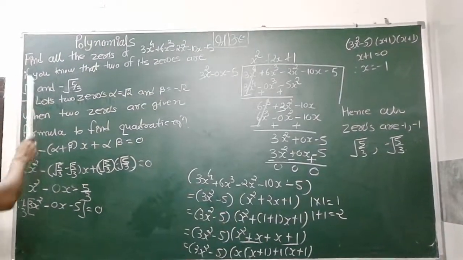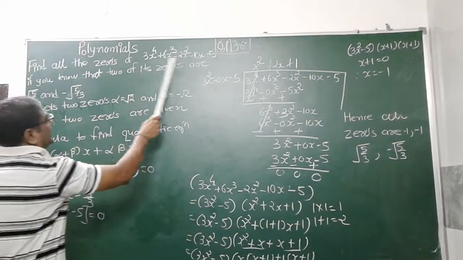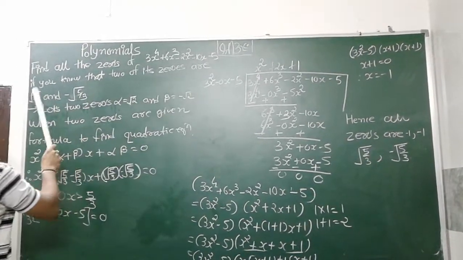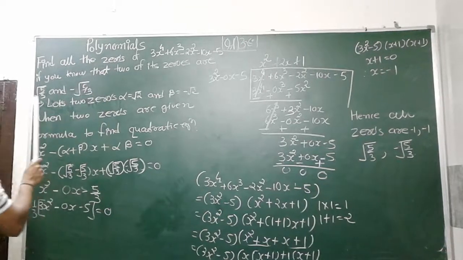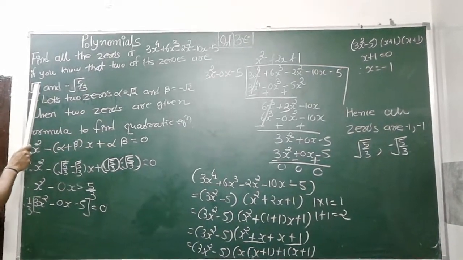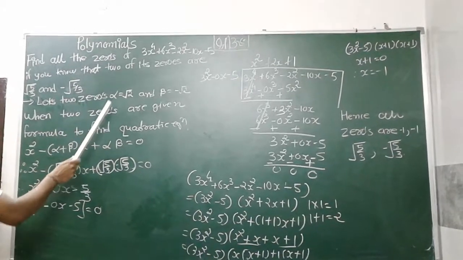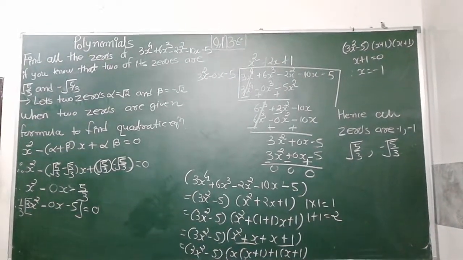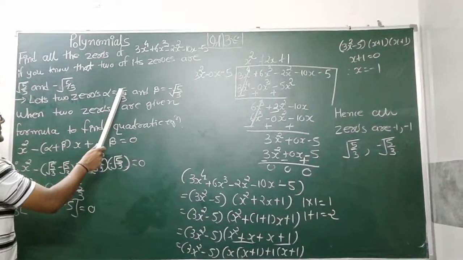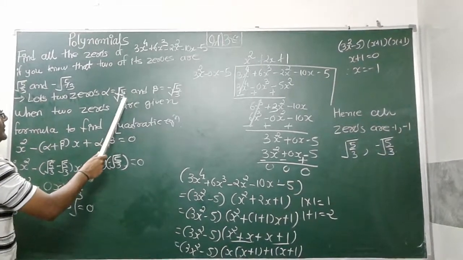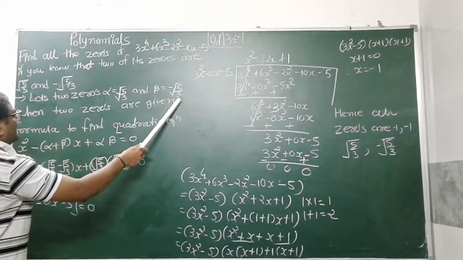Next, find all the zeros of the dividend polynomial if we know that two zeros are root 5 upon 3 and minus root 5 upon 3, the zeros in fraction form. Same as before, alpha we can take. Alpha is equal to root 5 upon 3 and beta is equal to minus root 5 upon 3.